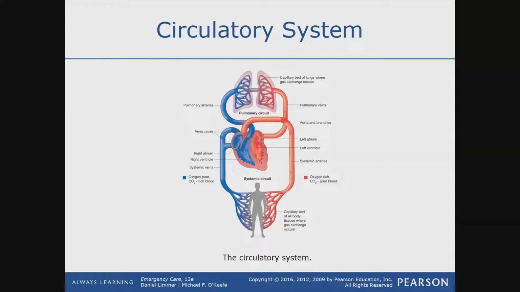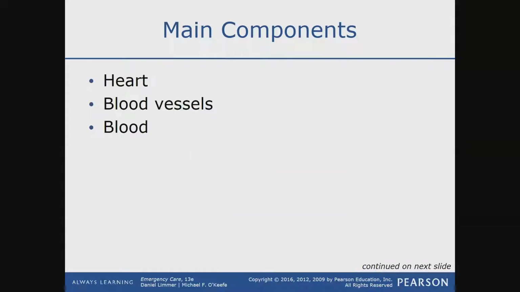So this lecture should be more of a review for you guys. But the main components of the circulatory system, of course, are the heart, which pumps the blood, the blood vessels, which carry the blood, or the blood travels through, and then the blood itself, right? So that's the entire circulatory system.